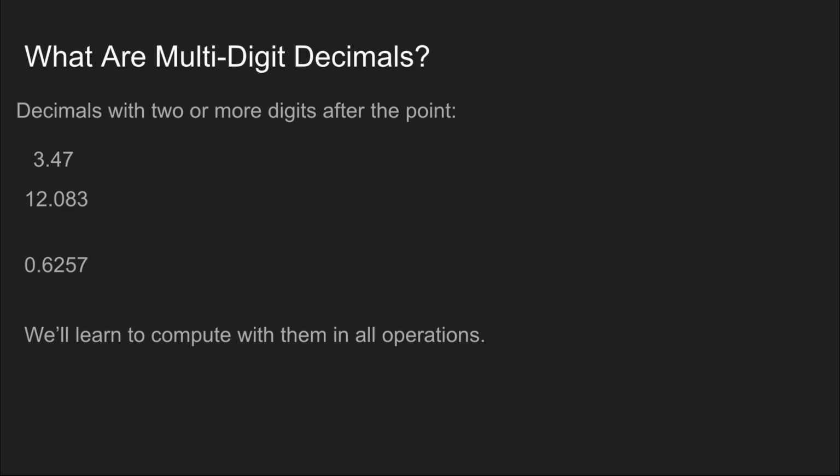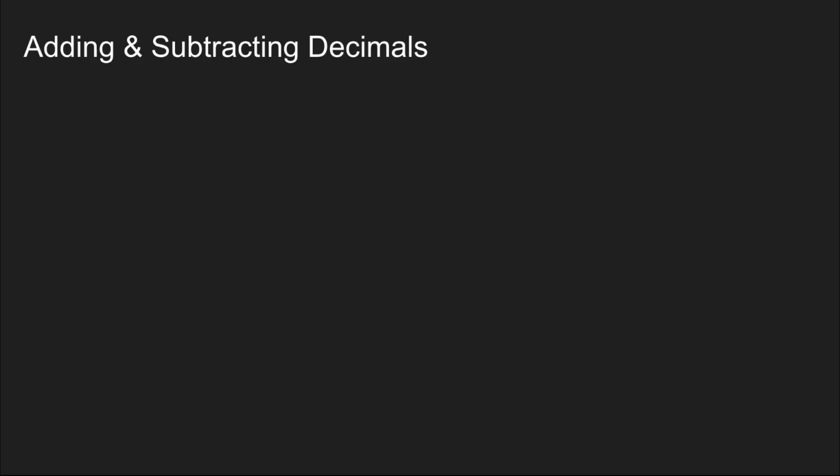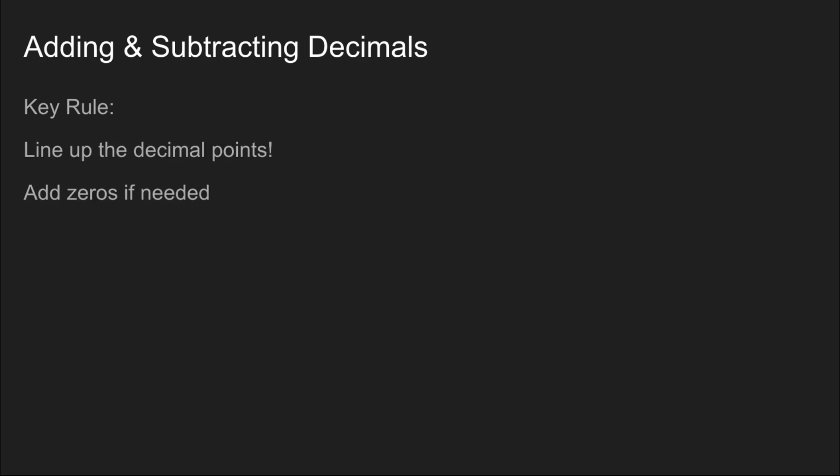Now, today we're going to be learning to compute with them in all operations. So this means addition, subtraction, multiplication, and division. Let's start with addition and subtraction. Some key rules are that you should line up the decimal points and you need to add zeros if needed. So let's do an example.